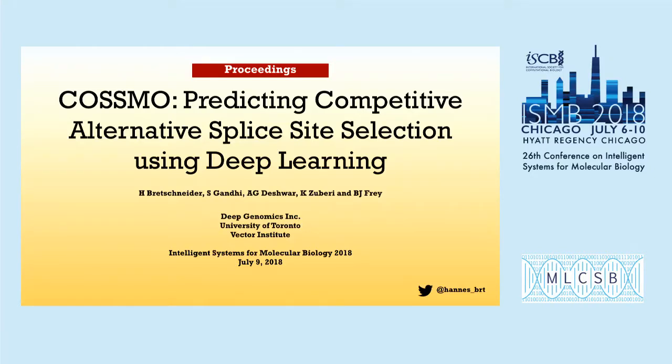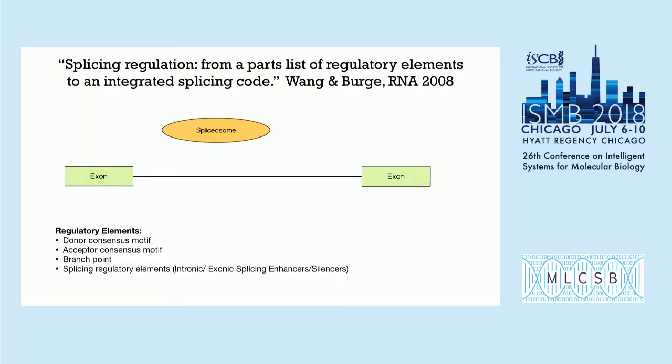Yes, thanks a lot. So COSSMO is a new splicing code that uses deep learning. We know about a really long list of regulatory elements that control splicing. The most important ones for a spliceosome to bind to a transcript and splice out the intron are that it needs to recognize the consensus motifs at the donor and acceptor ends, and recognize the branch point upstream of the acceptor motif. But there are many more cis-acting elements that also affect this process.